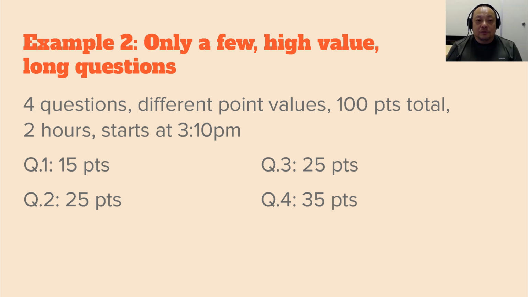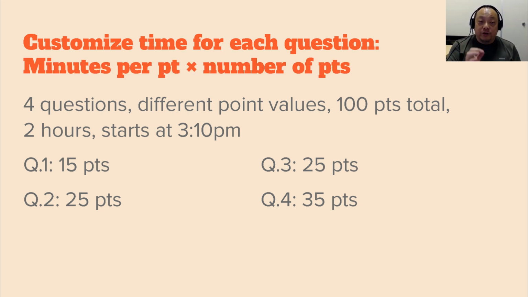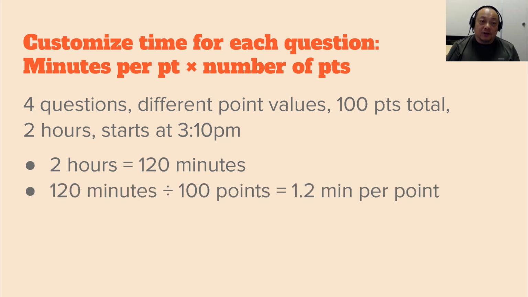Question 1, 15 points. Question 2, 25 points. Question 3, 25 points. Question 4, 35 points. Since these are high-value questions, they deserve their own custom time allocation and not just the generic 25%, 50%, 75%. We do it by computing how many minutes per point, then multiply it by number of points for each specific question. Let's compute. First, 2 hours equals 120 minutes. 120 minutes divided by 100 points equals 1.2 minutes per point.